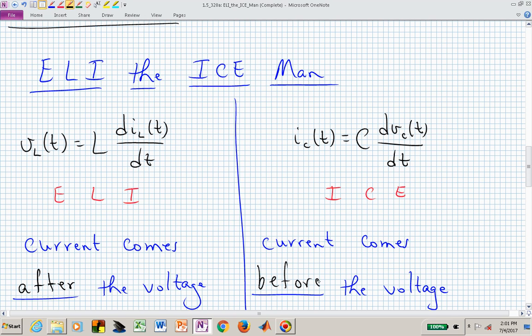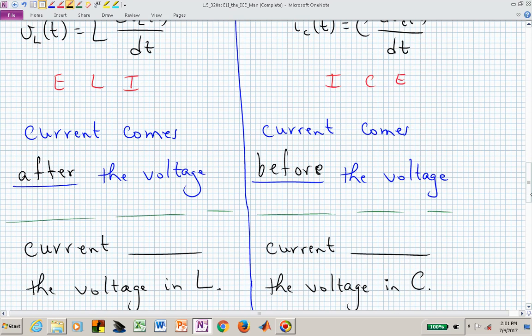In the word ICE, I comes before E. In the word ELI, E or I comes after the voltage. And now we'll introduce maybe a new term to the way of thinking about after and before. We'll say that the current actually lags the voltage in an inductor because the current comes after, it's lagging behind. So now you can think of a little puppy lagging behind you. If you're now jogging in front of this puppy, now the current lags you, the puppy is behind you.